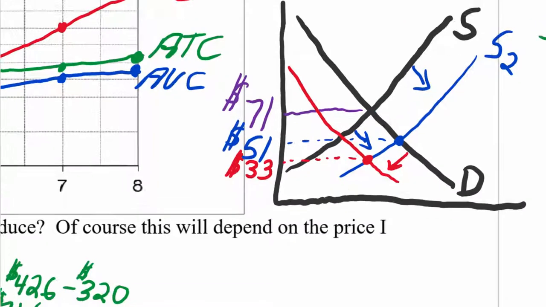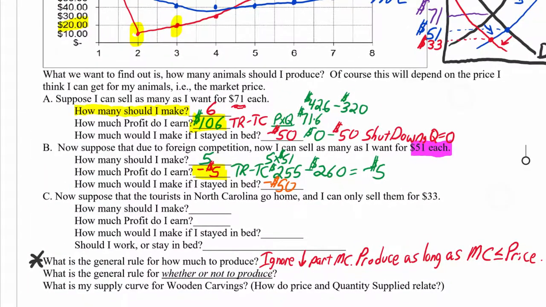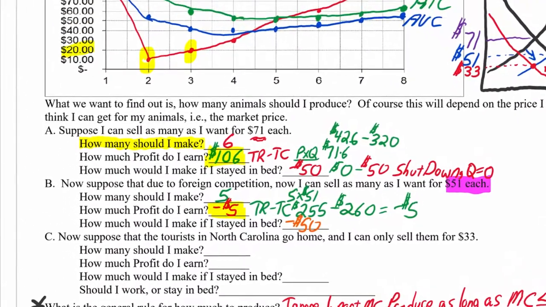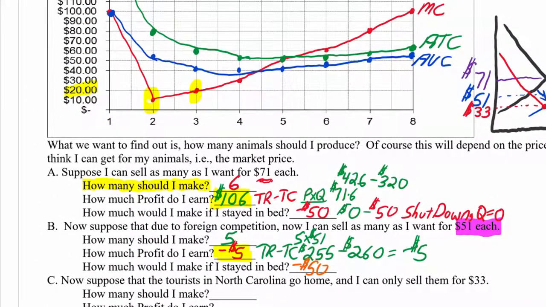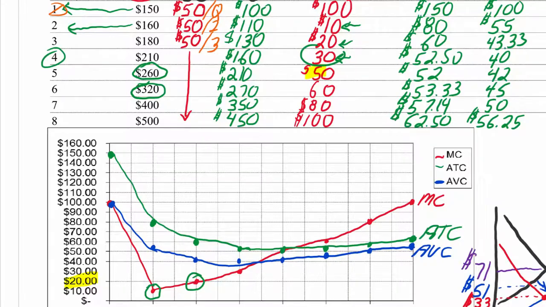So now we have to decide, what should we do? Well, let's follow our rule. And our rule says, ignore the downward sloping part of the marginal cost curve and produce as long as the marginal cost is less than or equal to price. So we start again with the second unit and say, well, if we can produce it for $10 and sell it for $33, sounds pretty good. If we can produce the third one, it'll cost us $20, sell it for $33, sure. Produce the fourth, cost us $30, sell it for $33, sure. But then we want to stop there. So we'd want to produce 4 units at that low price of $33.